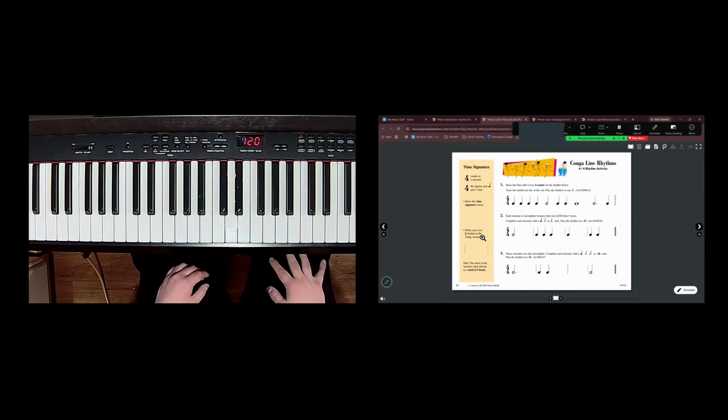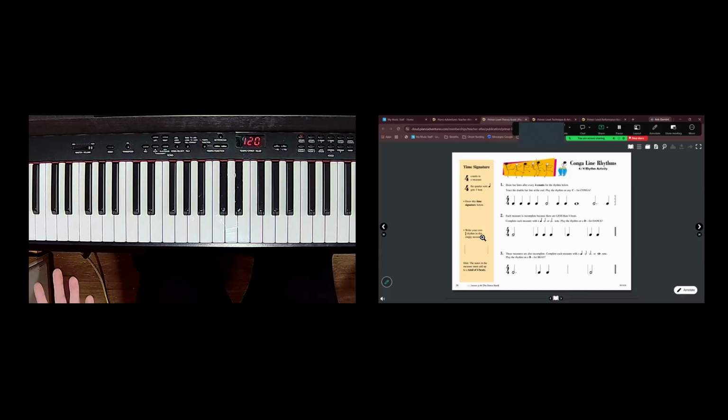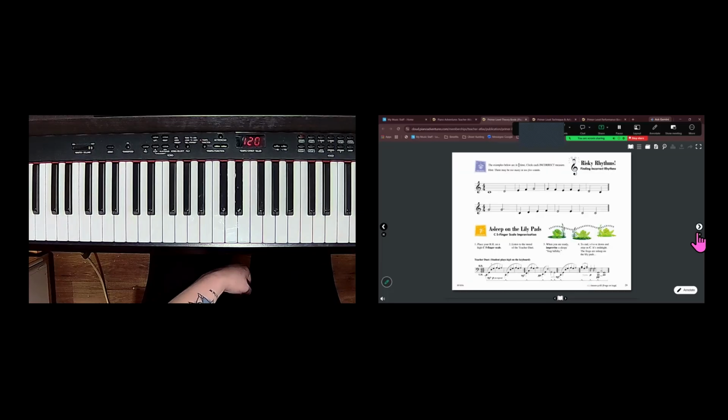So you could just draw a circle and make that your whole note and be all done. Or you could do like 4 quarter notes, 2 half notes, a dotted half note and a quarter note, or a quarter note and a dotted half note. However you want to do that is totally fine. And I think that is, oh, you have one more page.